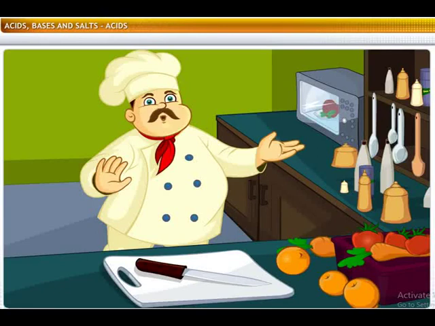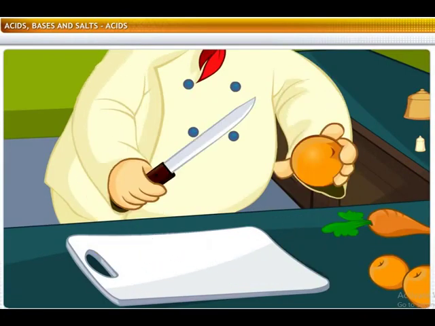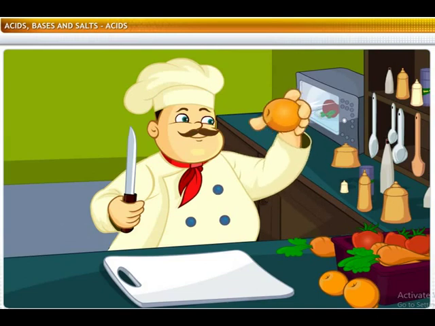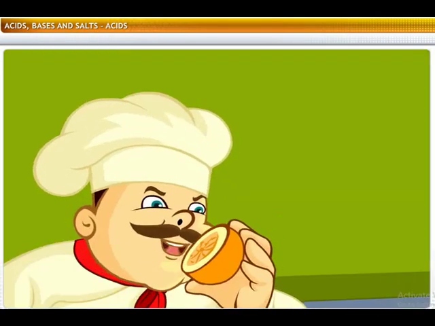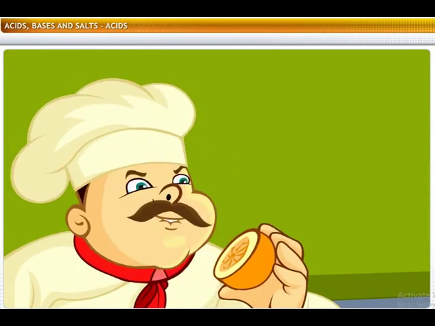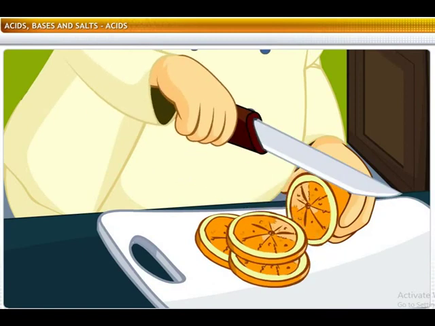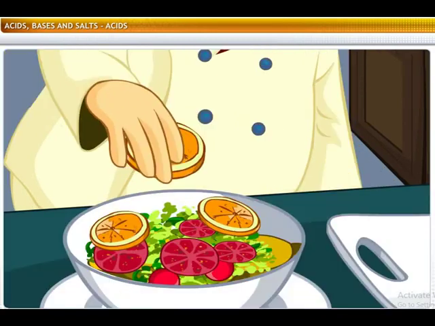The start of another day at my restaurant, and I'm gathering the freshest ingredients before I begin cooking. Oranges are great to add tang to any dish. Oranges are tangy because of the acid they contain. In fact, the word acid comes from the Latin word acidus, which means sour.